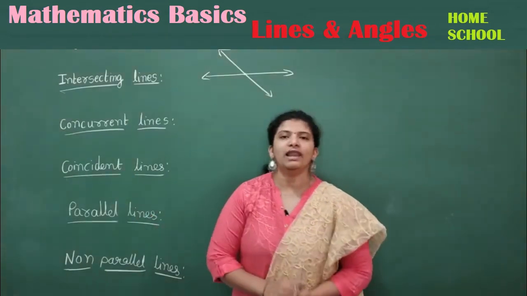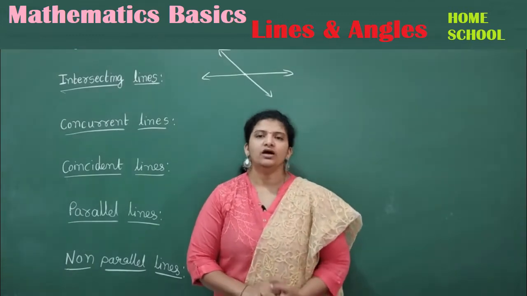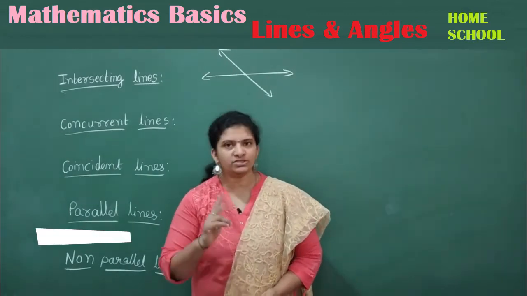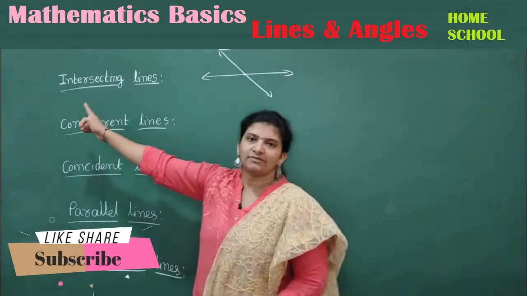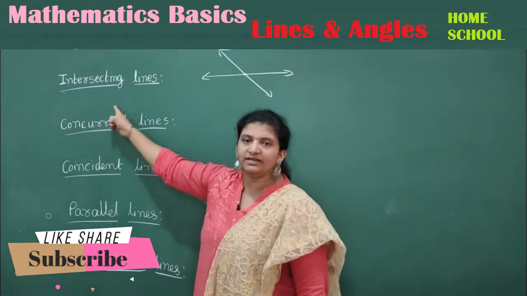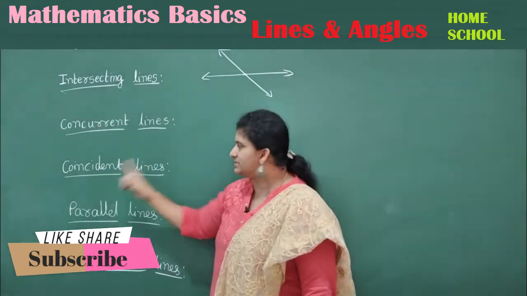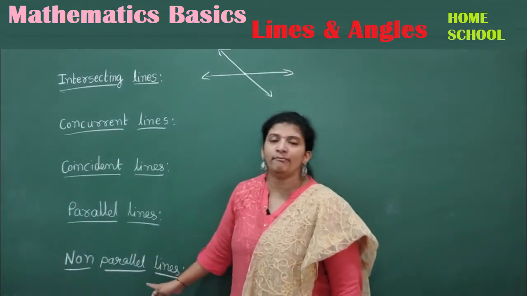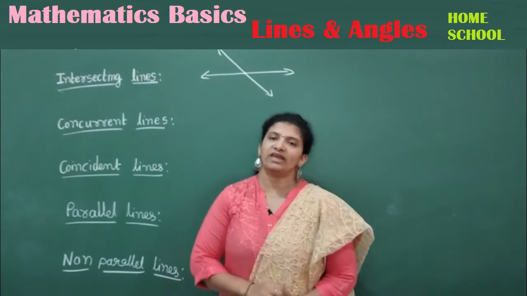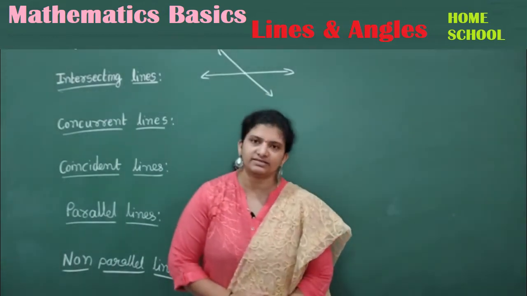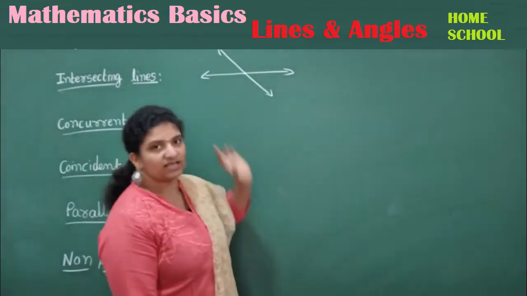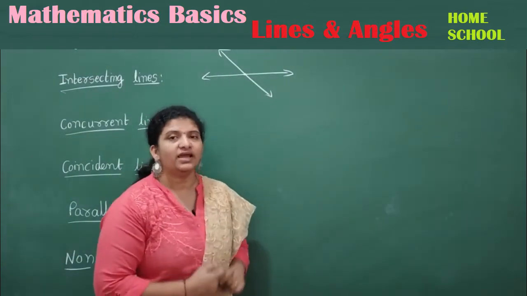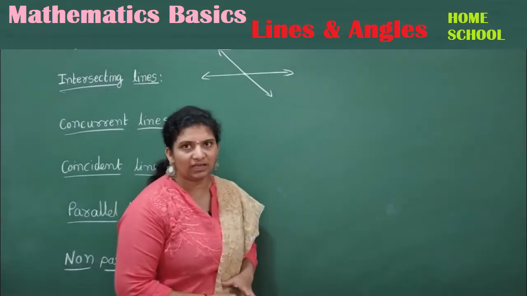Let's see the types of lines here, children. We are going to know this by taking a pair of lines. Pair means two, right? So the types of lines we see here are intersecting lines, concurrent lines, coincident lines, parallel lines, and non-parallel lines. First, when we talk about intersecting lines, you remember, children, what a line is? Yes, there is no end for this, and arrowheads indicate it extends indefinitely, right?